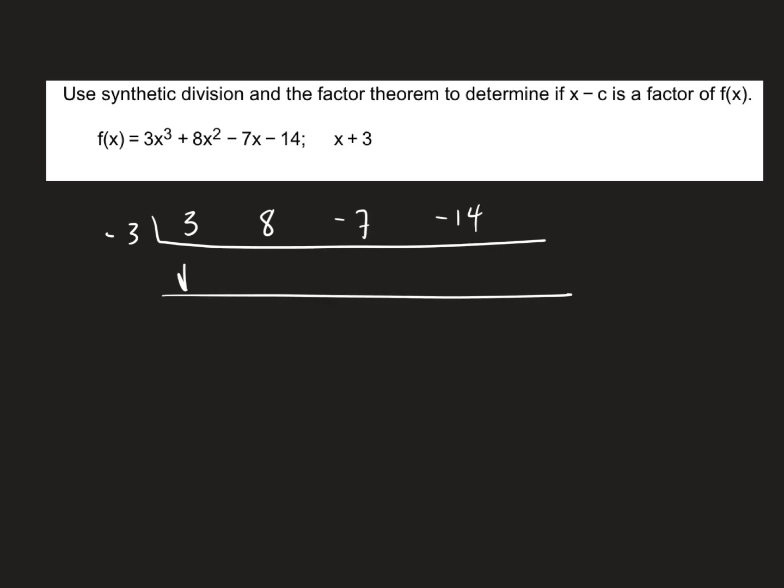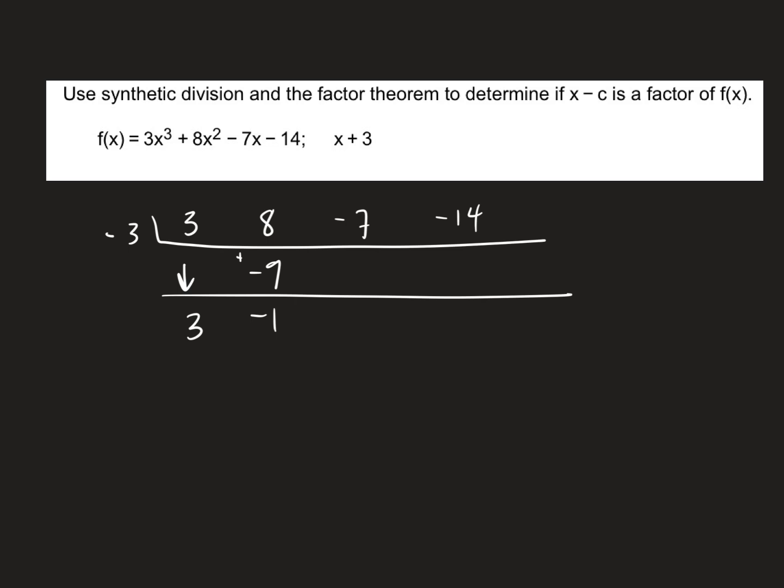So I'm just going to do synthetic division. -3. 3 is my coefficient of x cubed. 8 is my coefficient of x squared. -7 is my coefficient of x, and -14. So bring this guy down. -3 times +3 is -9. Add these together and I get -1.